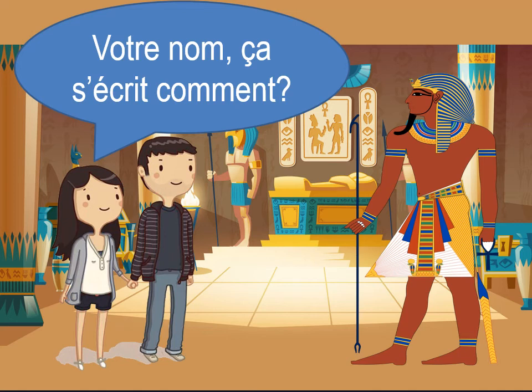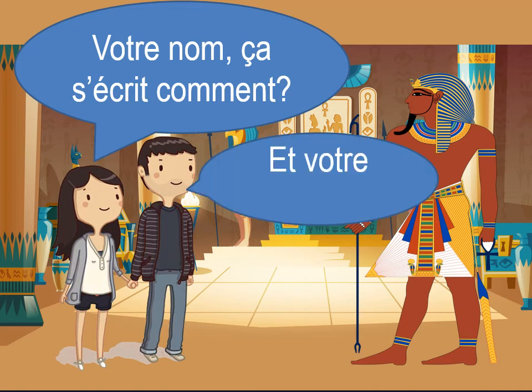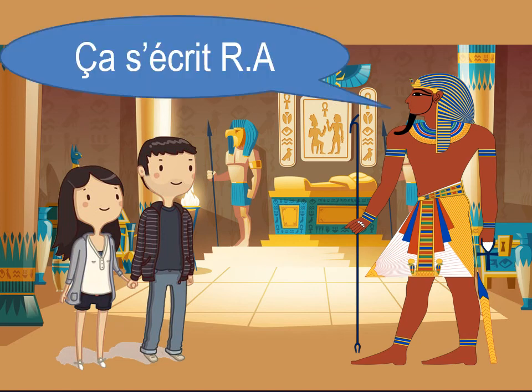Let's practice a few times. Ça s'écrit comment? Ça s'écrit comment? Et votre prénom, if you ask someone about their prénom, that's their first name. So, votre nom, your last name, votre prénom, your first name. Ça s'écrit comment? And the answer, ça s'écrit, it writes itself, and then you spell R-A. Ça s'écrit R-A.